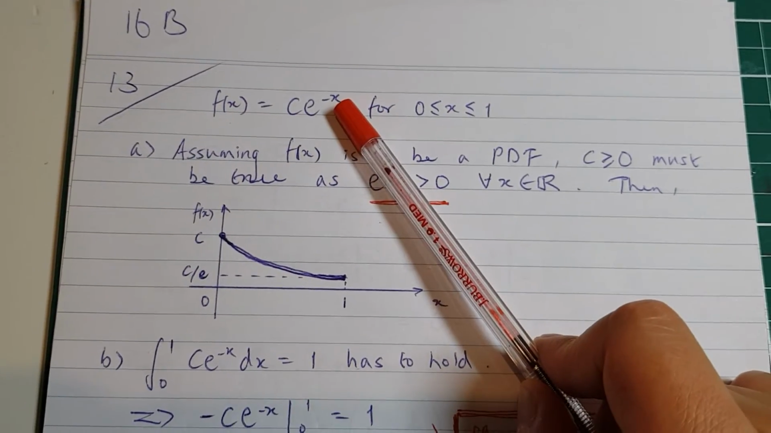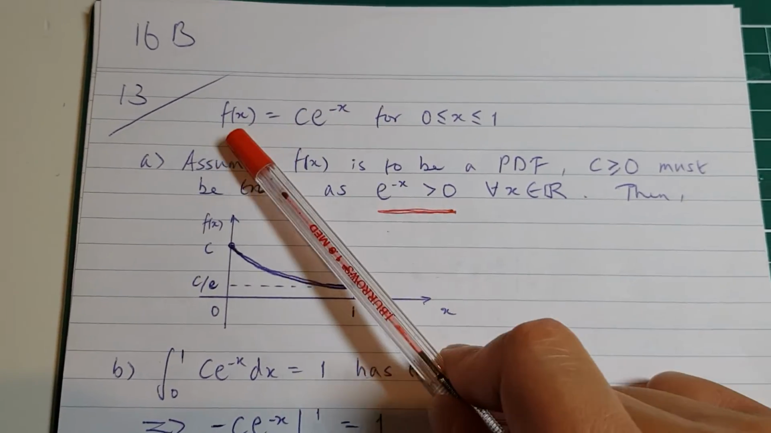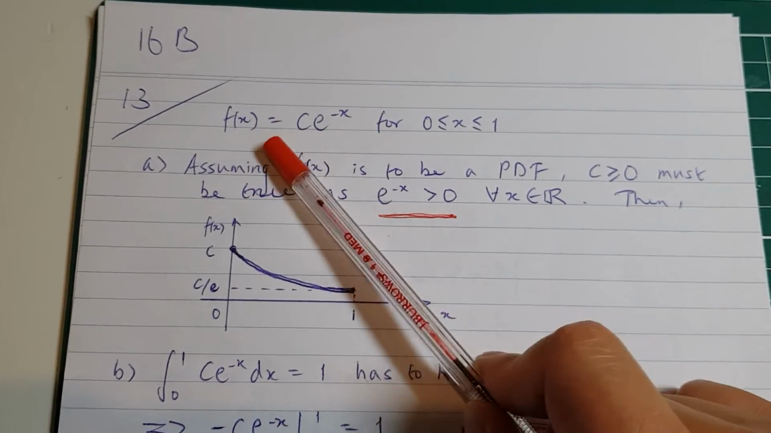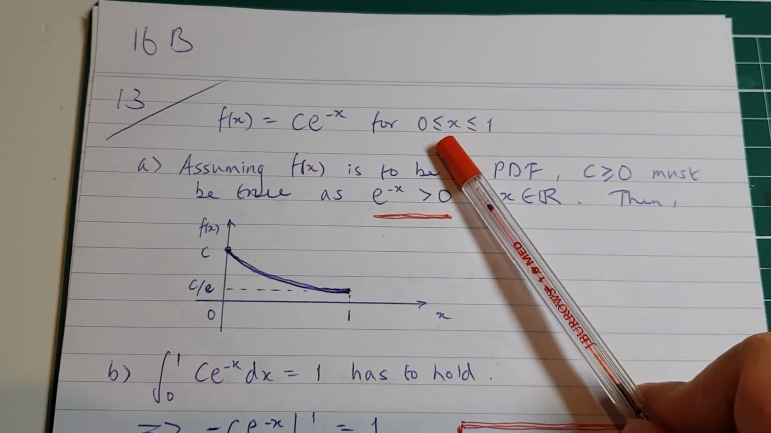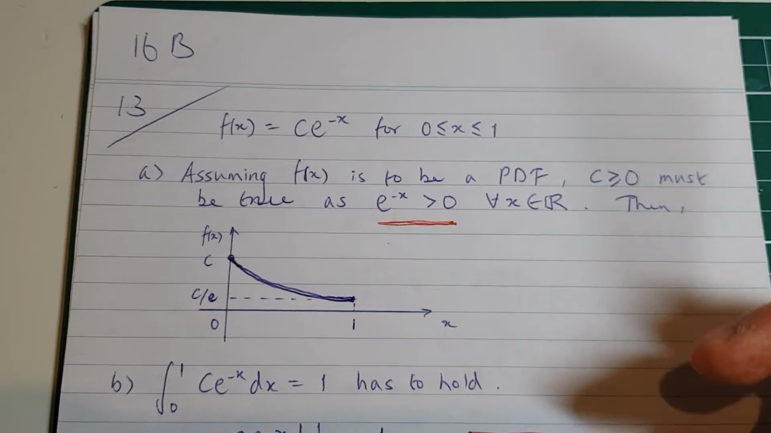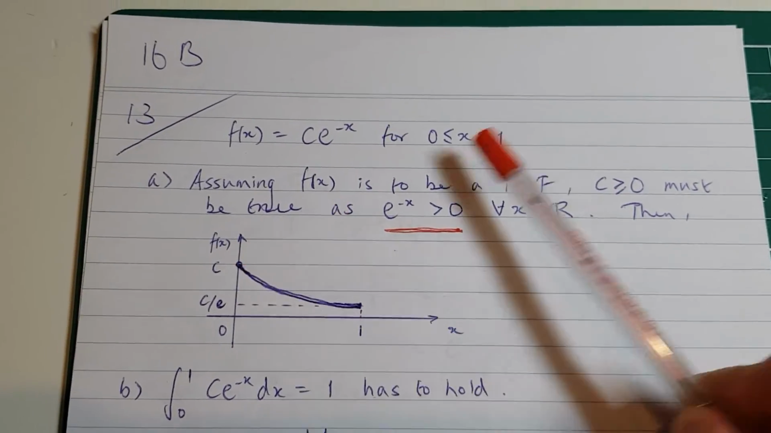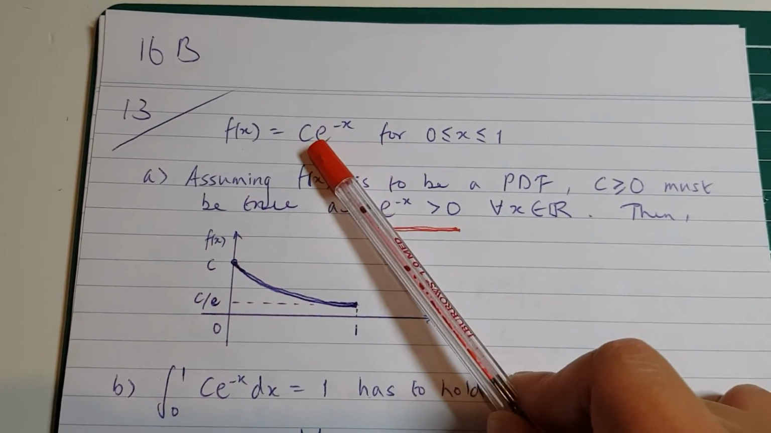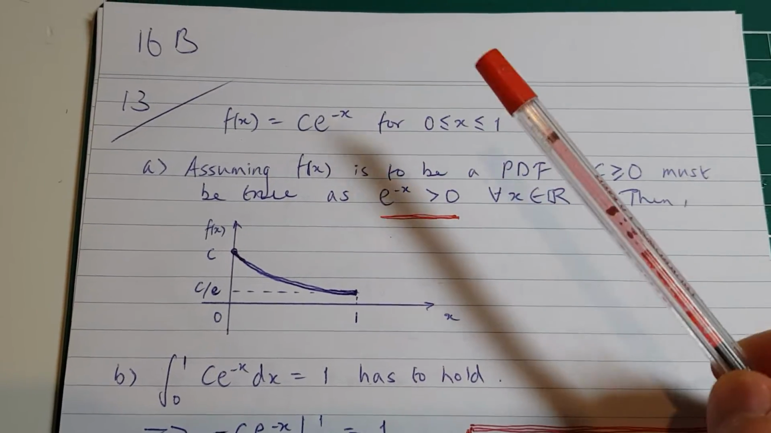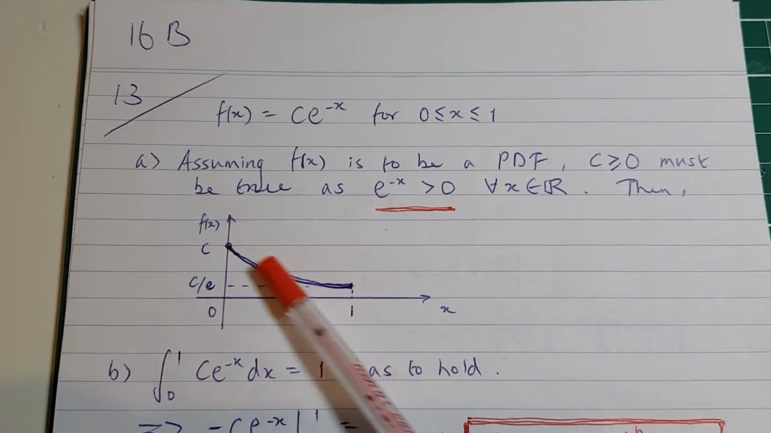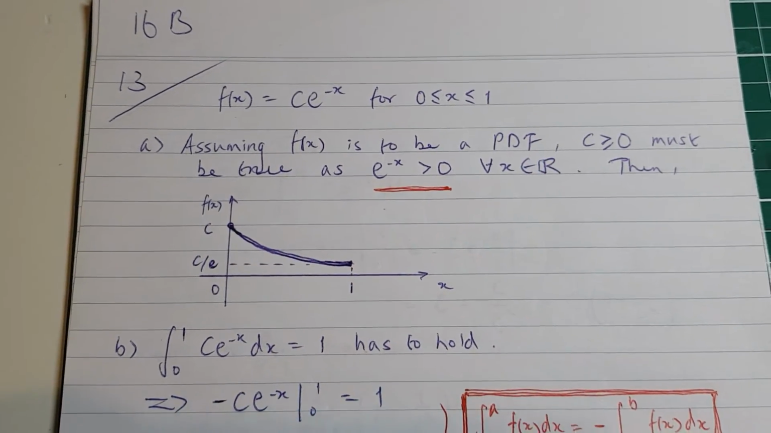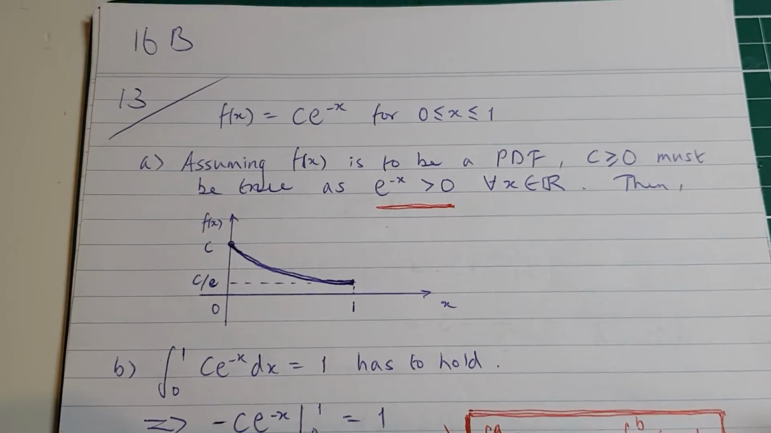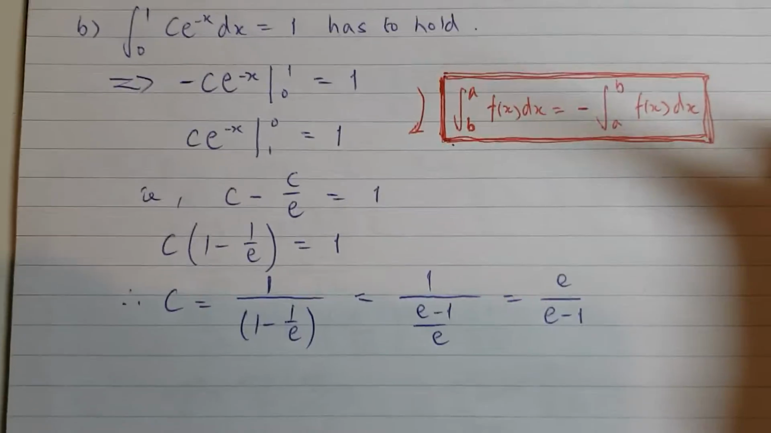So the initial value for f of x is going to be f of 0, obviously, because the domain starts at 0 and e to the 0 is always 1. Hence, that's c. And the end value is c e to the negative 1, which is c on e, which is that one. So it's decreasing like so. So that's part A.